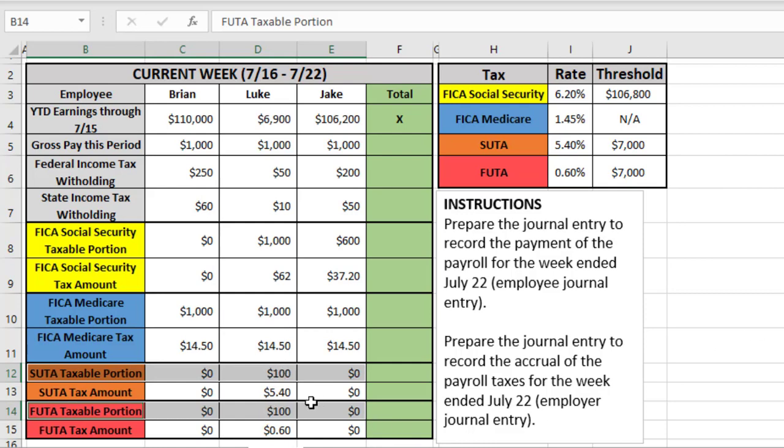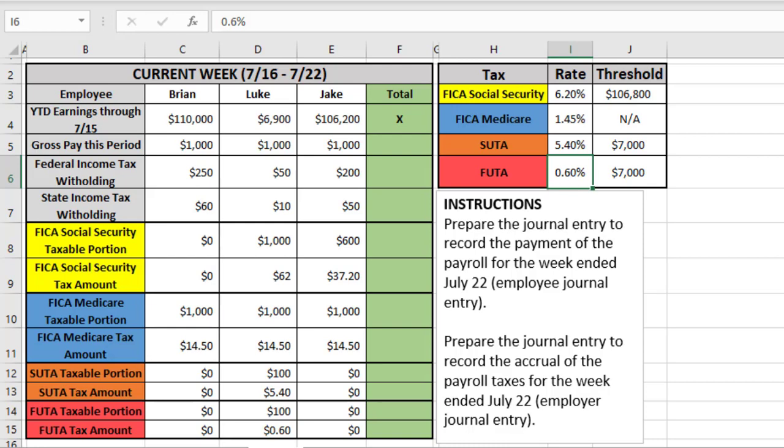Then, of course, to find the tax amount, all you have to do is take the $100 and multiply that by the relative tax, which for the case of SUTA is 5.4%, and for FUTA, that is 0.6%. So make sure you don't get confused with your decimals here. This is 0.054 if you were to type this into your calculator, and this is 0.006 if you were to type this one into your calculator.